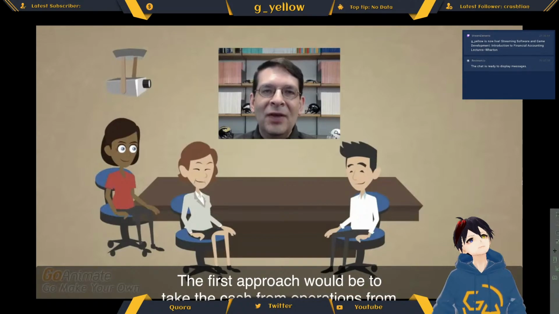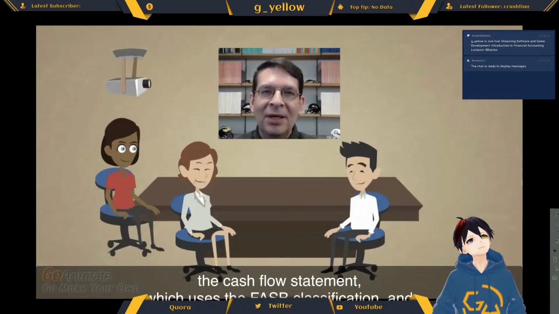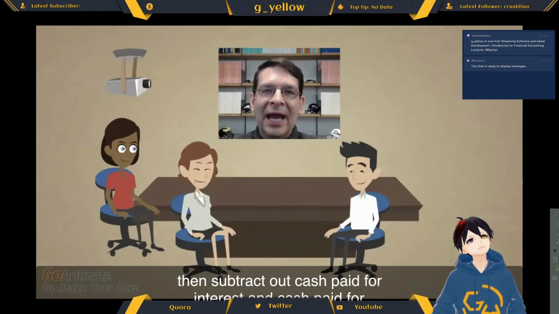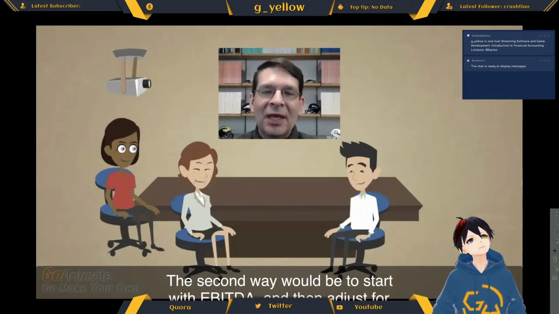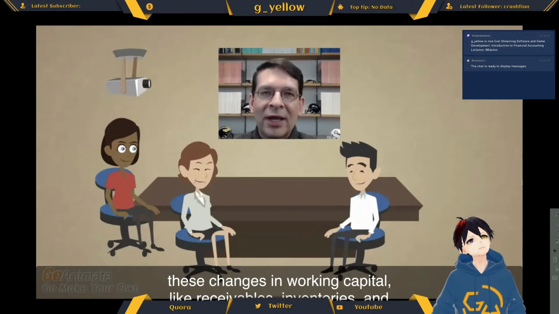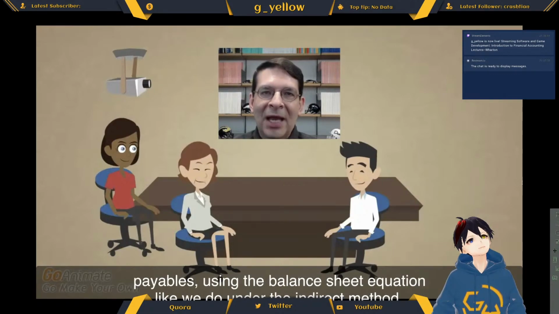The first approach would be to take the cash from operations from the cash flow statement, which uses the FASB classification, and then subtract out cash paid for interest and cash paid for taxes, which are disclosed somewhere else in the report. The second way would be to start with EBITDA and then adjust for these changes in working capital like receivables, inventories, and payables using the balance sheet equation like we do under the indirect method.